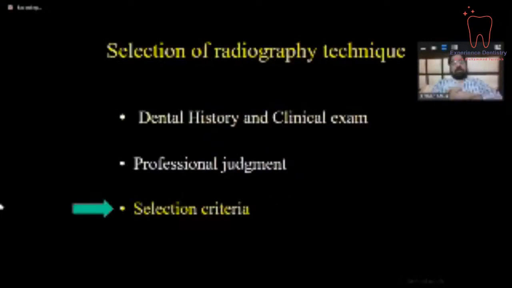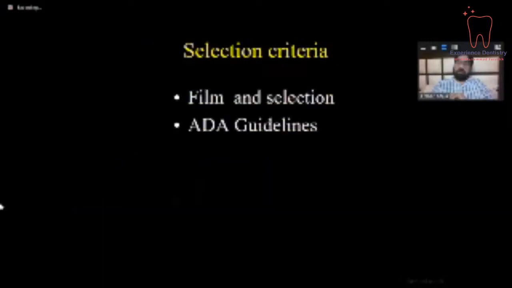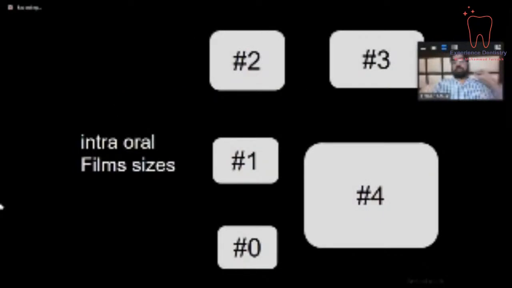Now, after professional judgment, what are the selection criteria? For the selection criteria, there are two things you have to be careful about. One is film selection, and second is the ADA guideline, that is the American Dental Association guideline. For film selection, these are the different films which are used in the oral cavity. Now, there are also digital X-rays, and digital X-rays have a standard and are being utilized in every aspect.